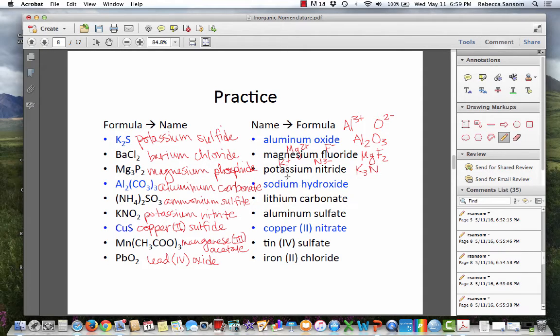Sodium hydroxide. Sodium is Na+. Hydroxide is one of the polyatomic ions. It's OH-. My formula will be NaOH. Lithium carbonate. Lithium is lithium 1+. Carbonate is a polyatomic ion, CO3 2-. I have to balance the charge by having 2 lithium, so I have Li2CO3.